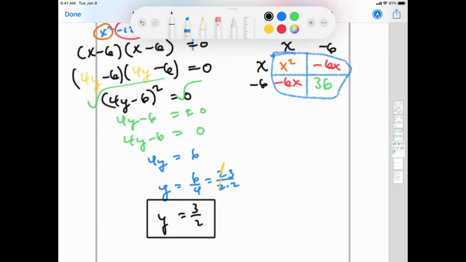You could have also separated them, 4y minus 6 and 4y minus 6, and just solve, and you'll get 2 of them. y equals 3 halves and y equals 3 halves. I like that better because that kind of shows that it's a double solution.